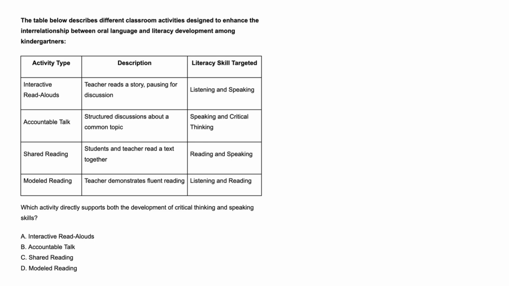Next, the table below describes different classroom activities designed to enhance the interrelationship between oral language and literacy development among kindergartners. Have a look at the table below. The question asks, which activity directly supports both the development of critical thinking and speaking?